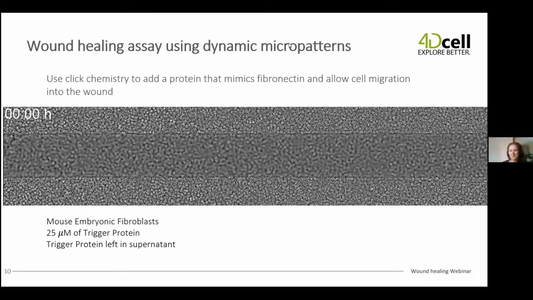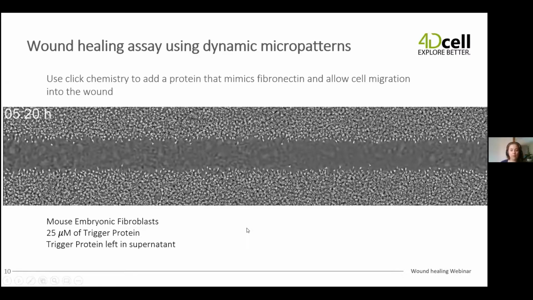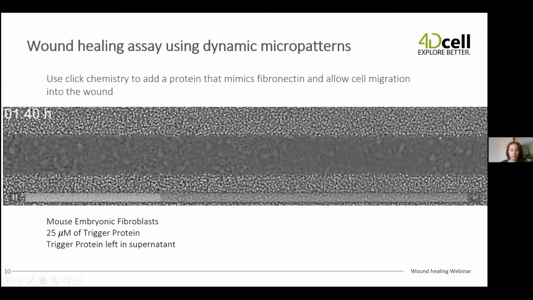Patricia? Yep, thanks, Katja. So Katja explained to you very nicely how we make the micropatterns. Here I'm showing an image of mouse embryonic fibroblasts that I patterned. In the center, you see a 500 micron wound. You can see that the cells are only on the micropatterns, and you have a very smooth border. If you add the trigger protein, you can see that the cells lose the smooth border and they start migrating into the wound very nicely.